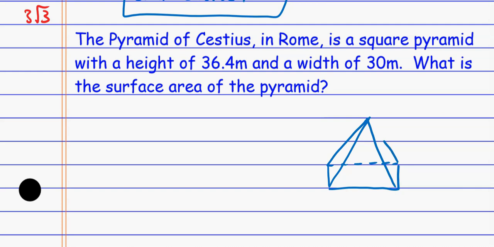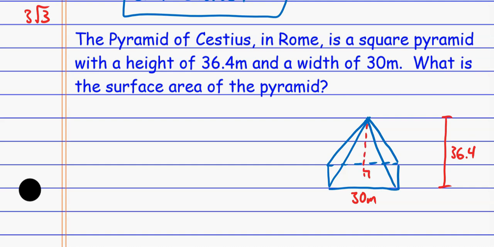And so again, it says it's a square pyramid, which means the base is a square this time, okay? And it says with a height of 36.4 meters. And so that's the overall height of this thing from top to bottom, okay? And a width of 30 meters, which is kind of this measurement down here, okay? And so there's a couple of things we need to do. First of all, we can easily find the area of the base. That's not a problem. We want to find the area of the lateral area. The problem that I run into here is what I have is the actual height of this pyramid kind of down through the center of this thing.